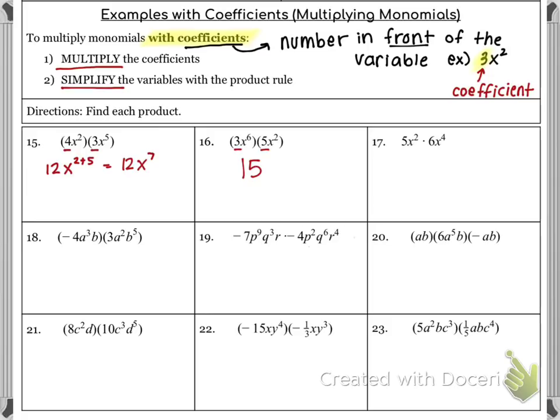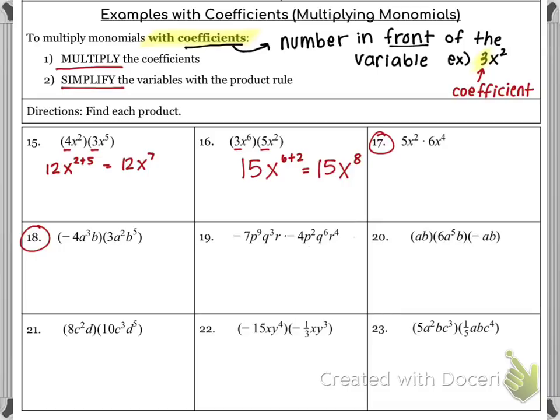Number 16, we have 3 times 5, which is 15, x to the, and remember we have x to the 6, x squared, remember we add those two, 6 plus 2, so it's 15x to the 8th. All right, I want you guys to try 17 and 18.